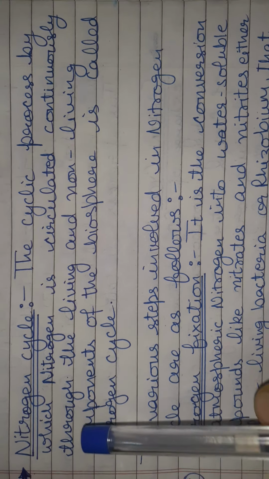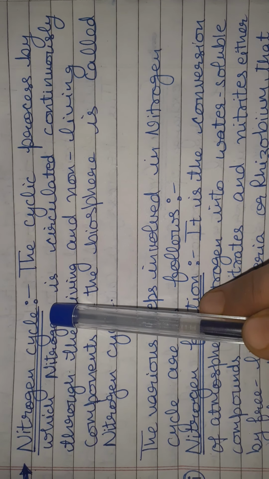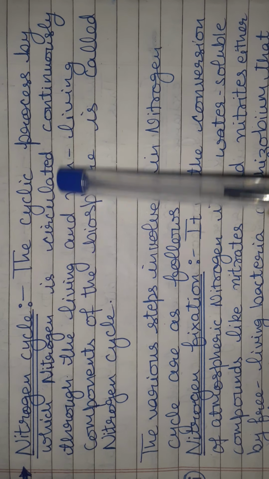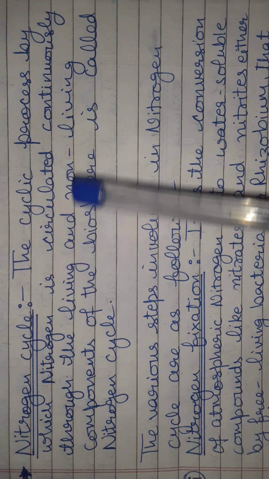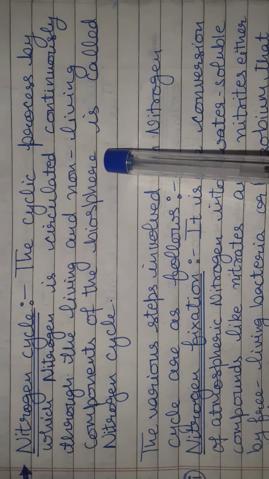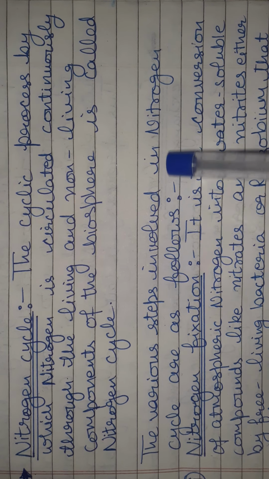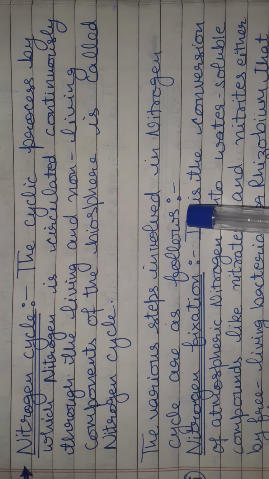And next cycle that we will study is nitrogen cycle. The cyclic process by which nitrogen is circulated continuously through the living and non-living components of the biosphere is called the nitrogen cycle. The various steps involved in nitrogen cycle are as follows.